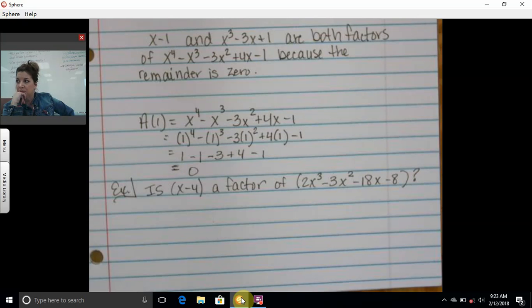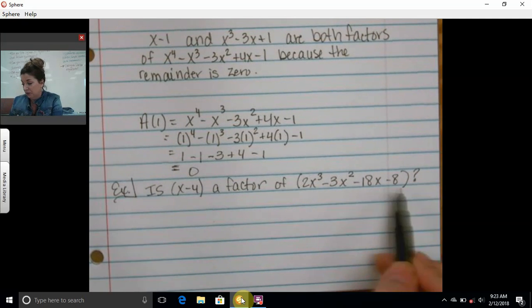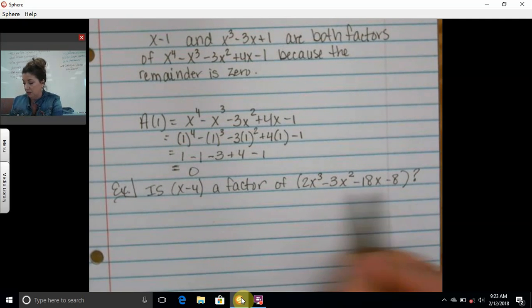Anybody got the answer yet? It is? Did y'all get it is? Remainder of 0? Did you use long division or did you just substitute in a positive 4? Long division? Okay. I like long division too. To me, it takes less time than substituting it in. I guess it depends on how long the problem is.